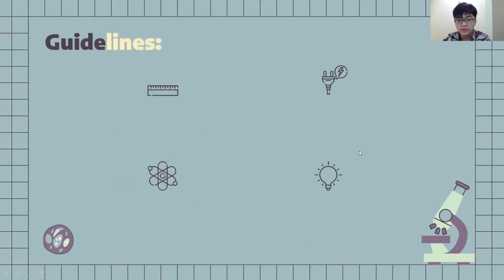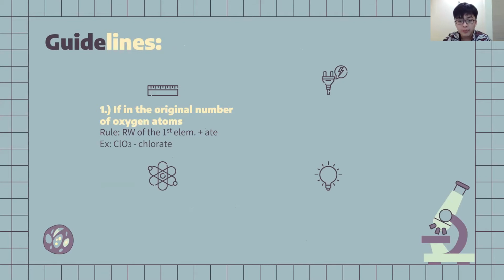And here are the guidelines for naming ternary ionic compounds. If it has the original number of oxygen atoms, the rule is the root word of the first element plus -ate. The example here is ClO3. As you can see in the list of anions before, ClO3 has the original number of oxygen atoms. So the root word is chlor, plus -ate, which makes it chlorate.